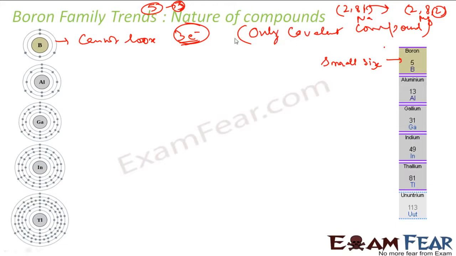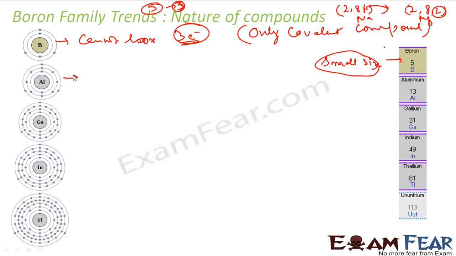Correct? Please note here why it cannot lose 3 electrons: because it's very small in size, first thing, and it has to lose almost 50% of its electrons. It has to lose more than 50%, which it won't want to. So it always forms covalent bonds. It's a very critical concept. Boron always forms covalent compounds.